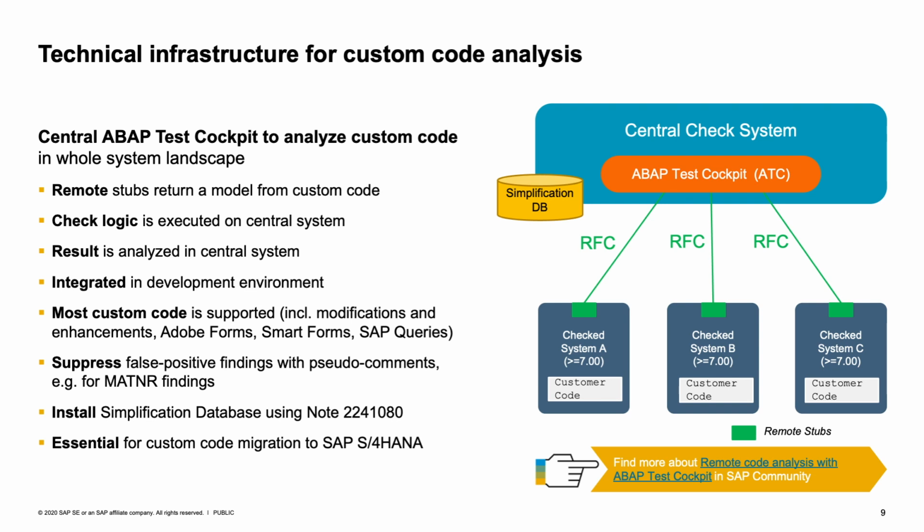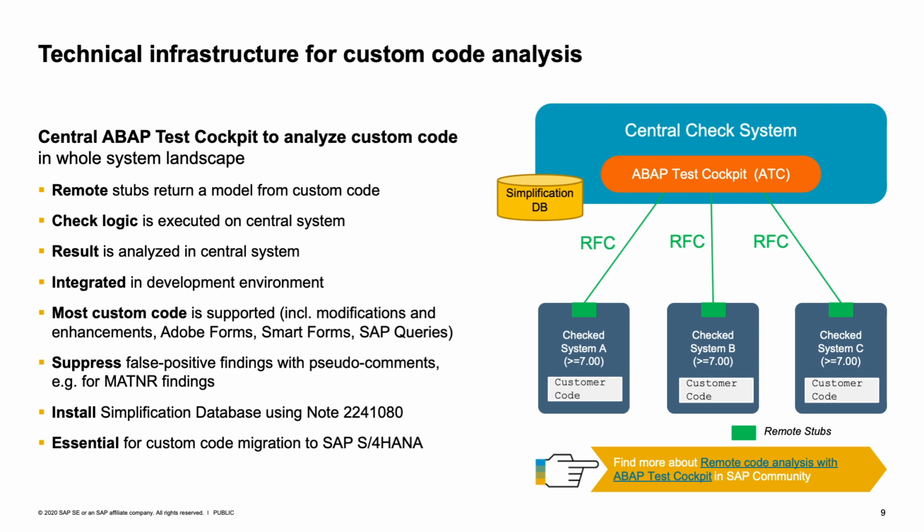So you maintain your Code Inspector check variant centrally on the ATC check system, and you schedule your ATC run centrally, and you also get the central results. This infrastructure is also fully integrated into your development environment, meaning if you as a developer are on an older development system, and this system is connected via RFC to the central ATC infrastructure, you can check your developments with the newest ABAP test cockpit checks from the central system.